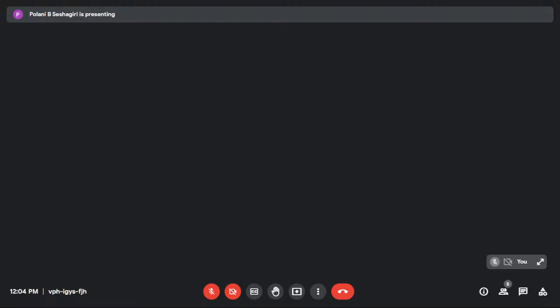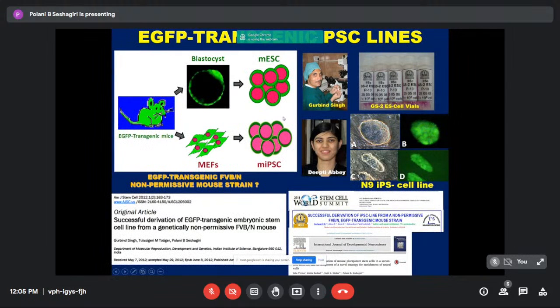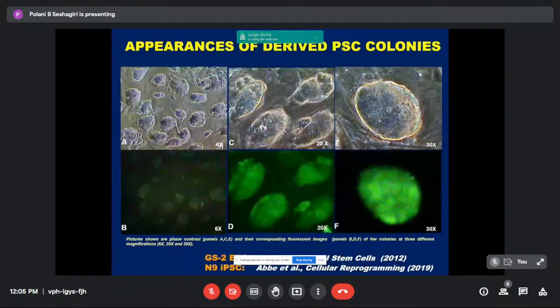Some of my students have done a great job on this, and these are all there in the public domain. So we have these 2 different cell lines. Both will be identical in their properties, but the methods of derivation are different. One is ESC, the other one is iPSC. So this is how these cells look. They form colonies, and you have these little colonies here.